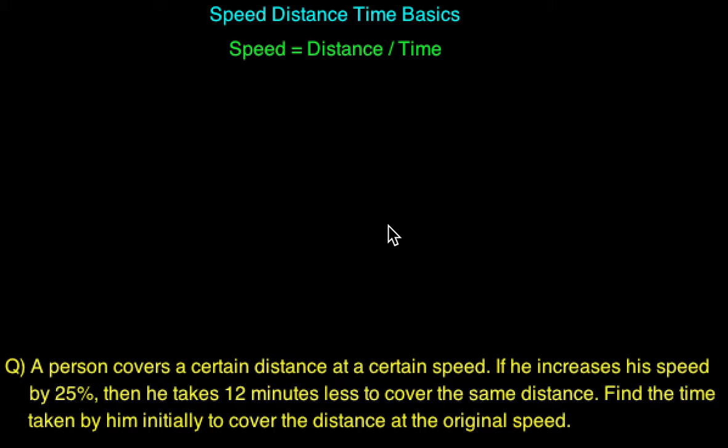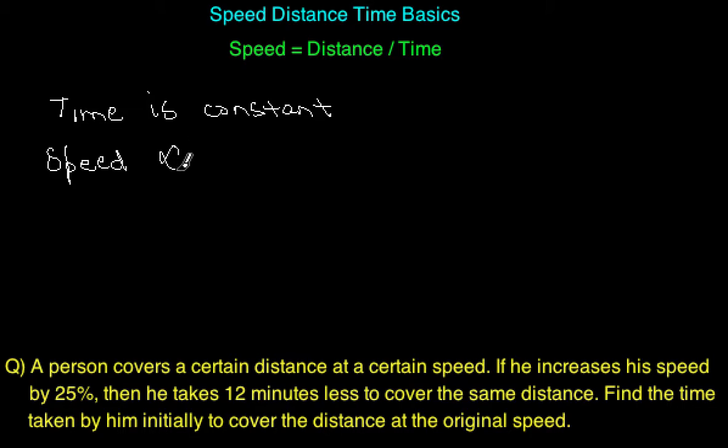Okay, so here we'll be looking at the very basics of speed, distance and time. So we all know that speed is equal to distance upon time. So what does this mean? It could have many implications. Now suppose we keep the time constant. Then the speed would obviously be dependent only on distance, and in fact it would be directly proportional to distance.